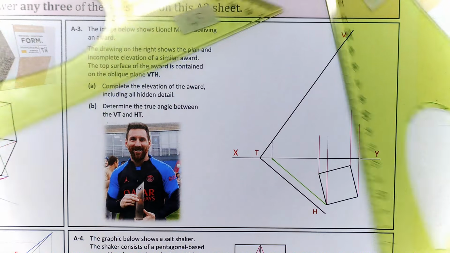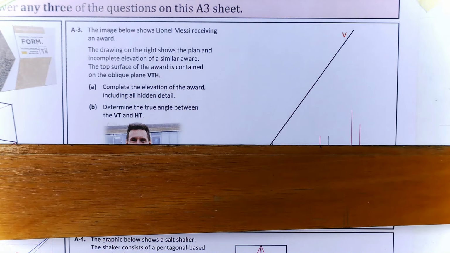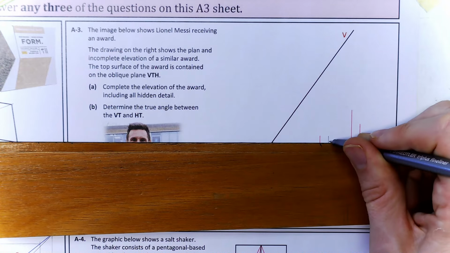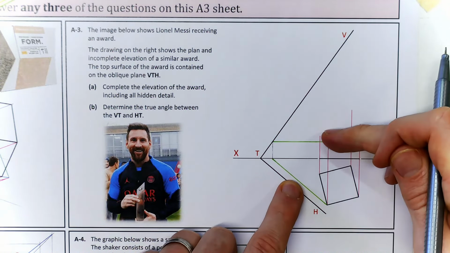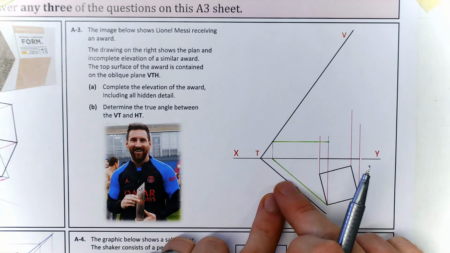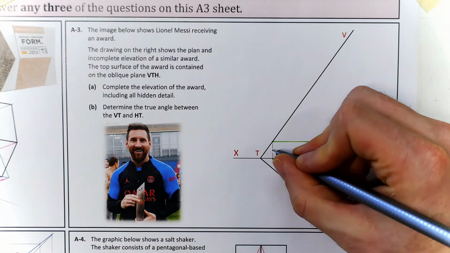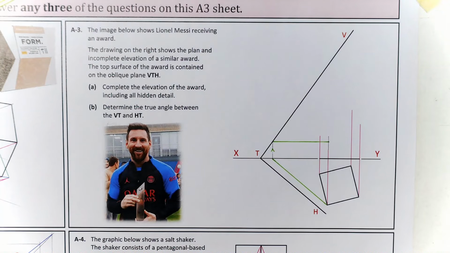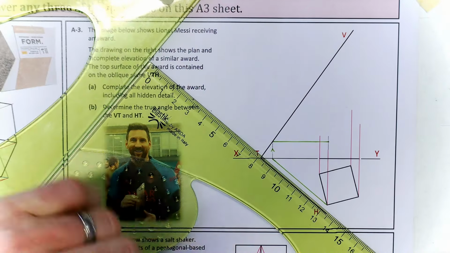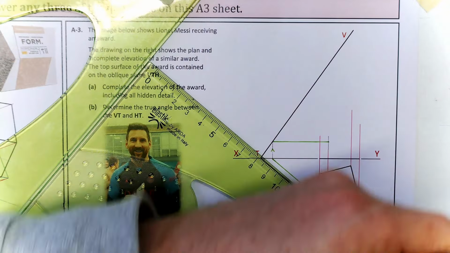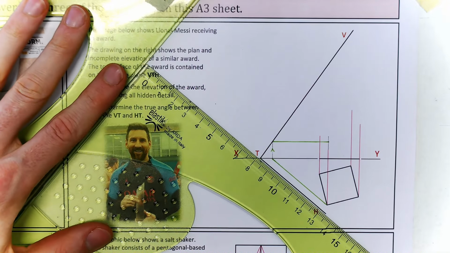Now that same horizontal line, let's show it in the elevation. So that's the same line. It's a horizontal line, so it's parallel to my HT. And we're going to repeat that for each one of those. So let's go with the next point up. I'll use a different color pen for each one of these just to make it clear for you. So parallel to my HT.